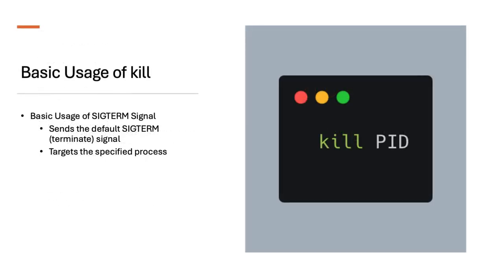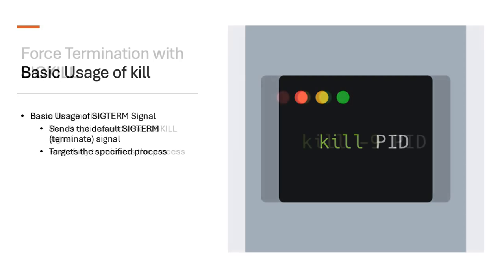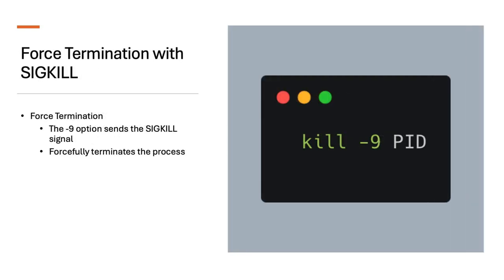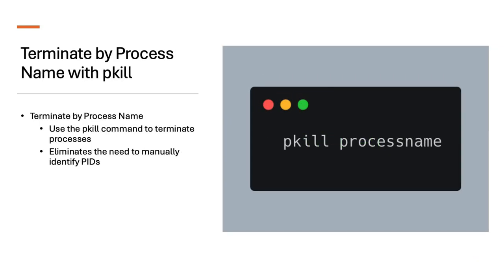The basic usage of the SIGTERM signal involves sending the default terminate signal to a specified process. The -9 option sends the SIGKILL signal, which forcefully terminates the process. The pkill command allows you to terminate processes by name, removing the need to manually identify process IDs. However, use this command with caution.